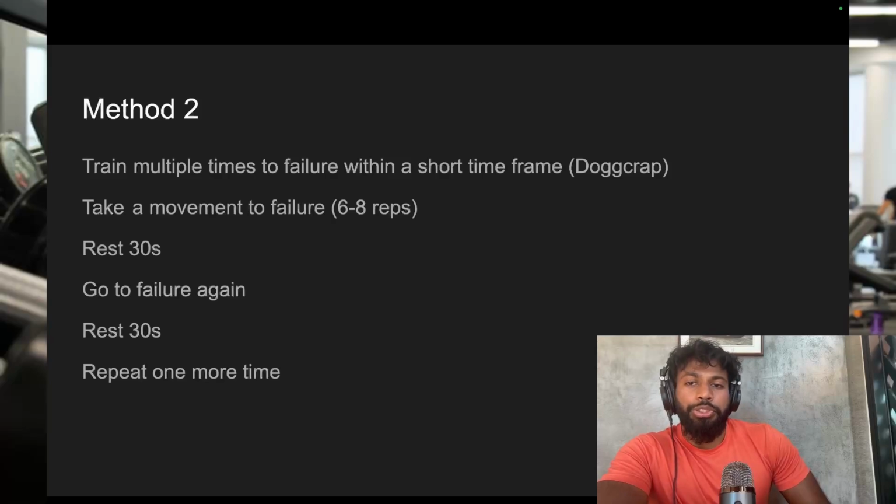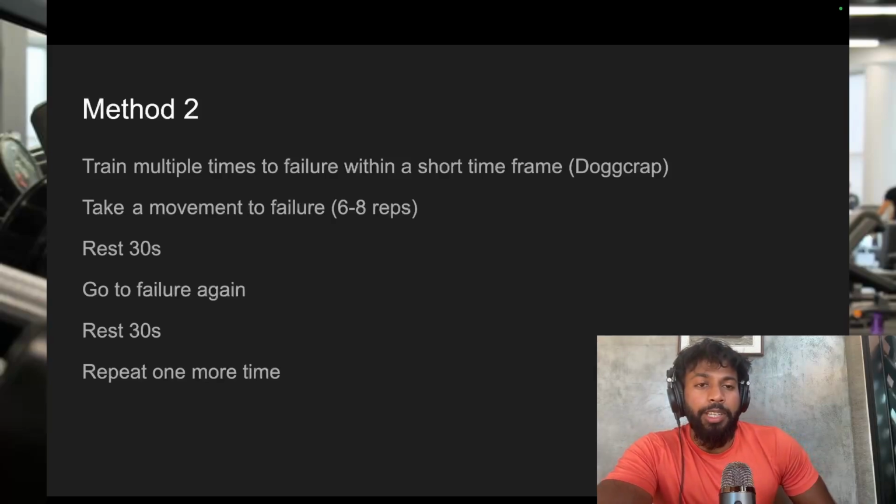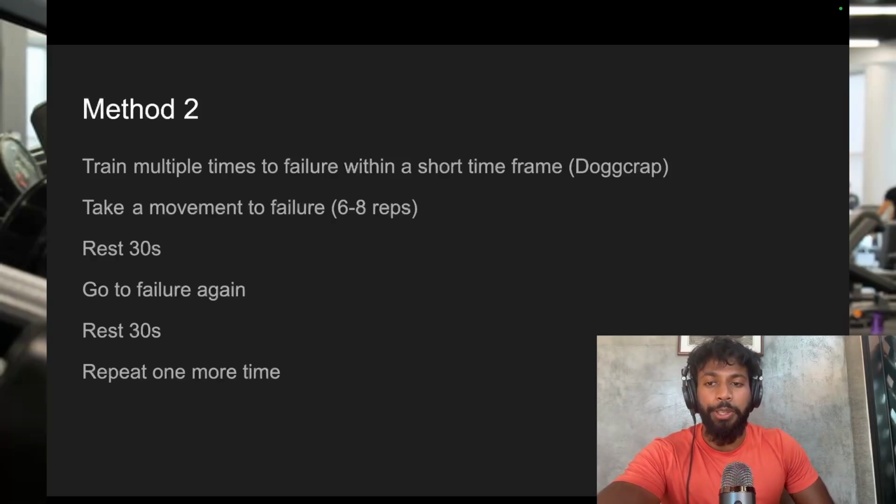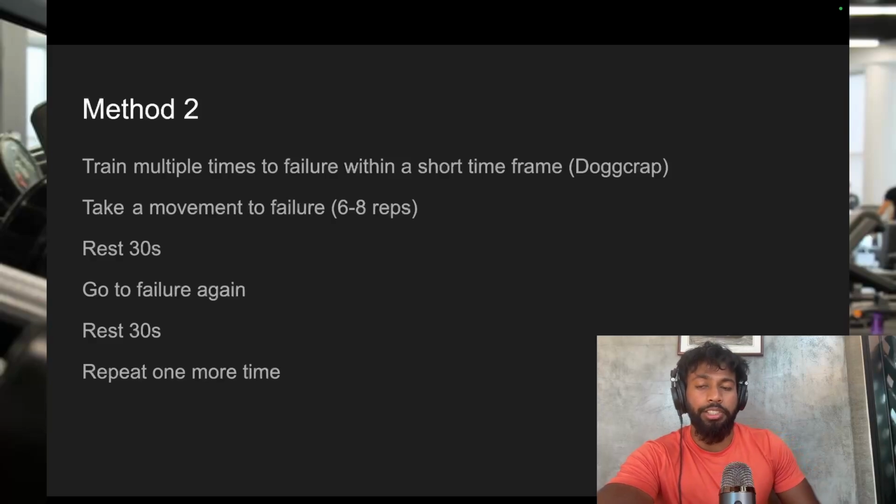All right, method 2, train multiple times to failure within a short time frame. So this is called dog crap. I don't know why it's called that. But basically, you train a movement to failure, you rest about 30 seconds, you go to failure again, and then you rest another 30 seconds, and you do that one more time. It's a similar concept where you're not resting that long and you're going to failure a bunch of times. So it's another great way to train density.